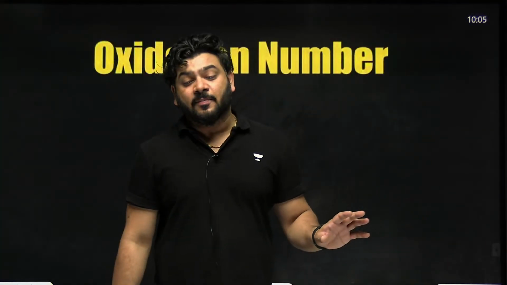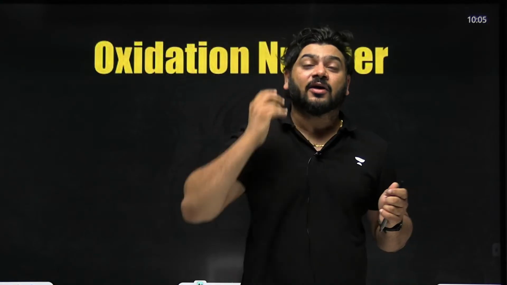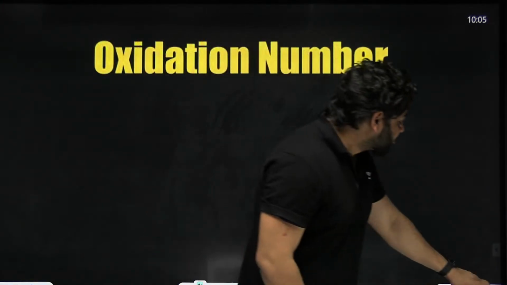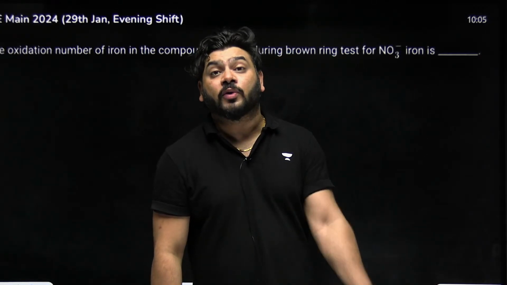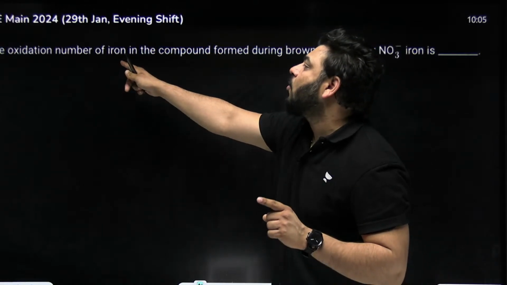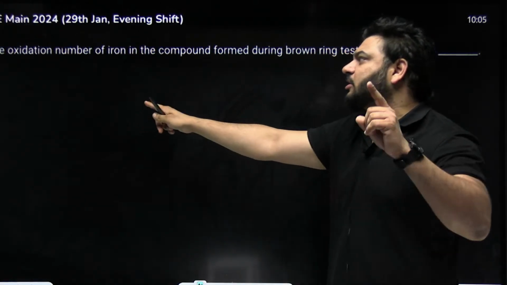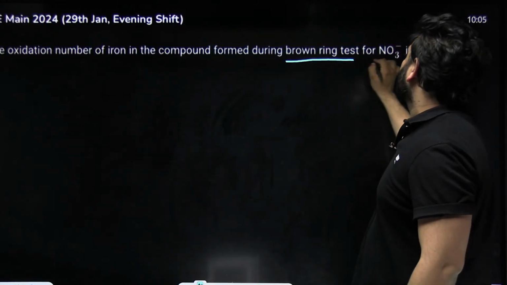Now let's come back to the first question of the day, and topic wise segregation I have done for this very beautiful chapter called redox reaction. So let's start the first question, everybody, on oxidation number, oxidation state, the very first topic I taught you in redox reaction. There we go. JEE Main 2024, this question was asked in evening shift of 29th of January, first attempt. The oxidation number of iron in the compound formed during brown ring test.